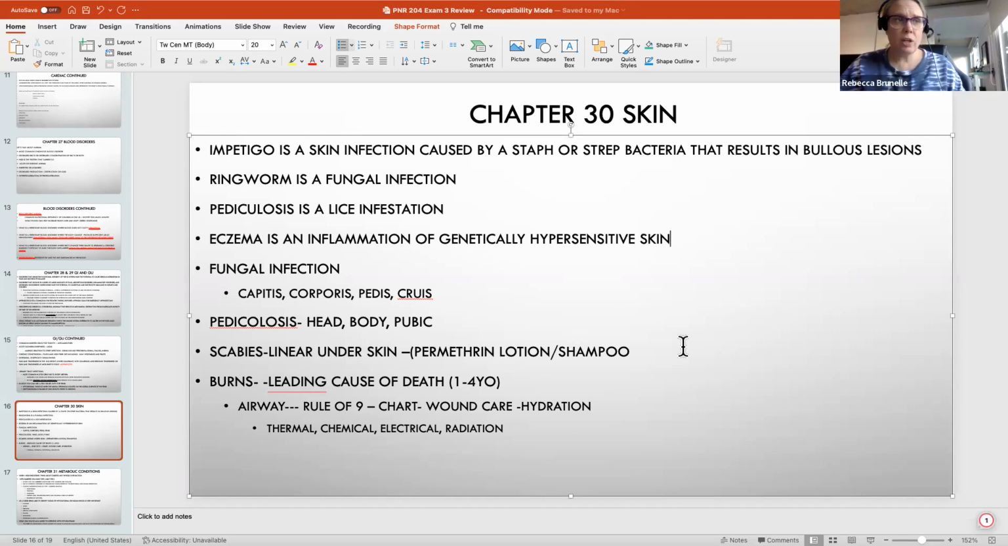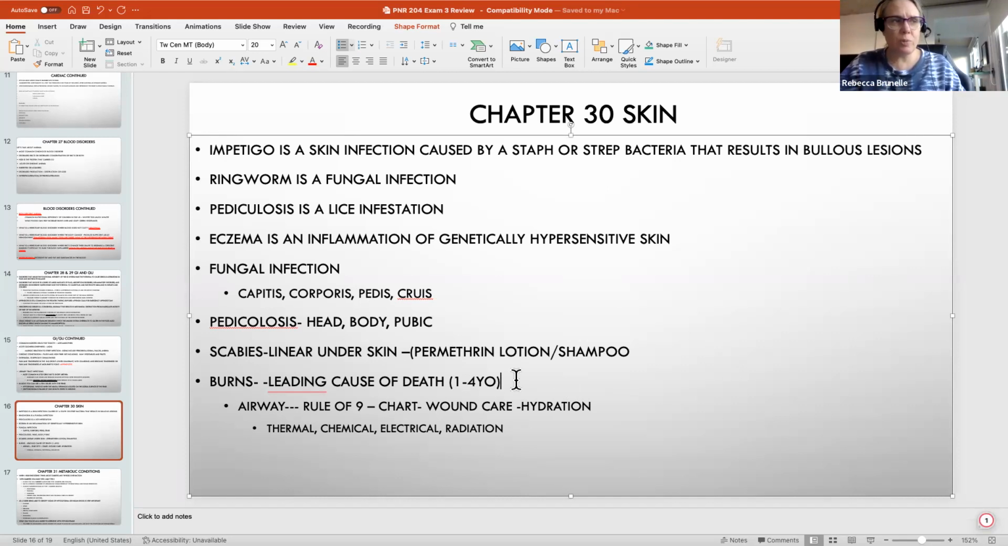Scabies, we didn't talk about it a lot, but this is also highly contagious. They lay their eggs under the skin. So this is the one where you'll see track lines in between their fingers. So you'll see little lines. This is also highly contagious. You have to treat the whole family.